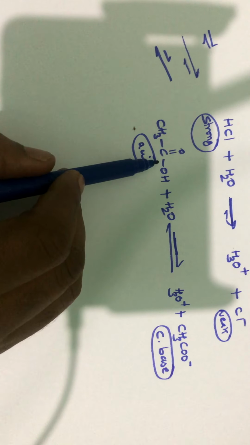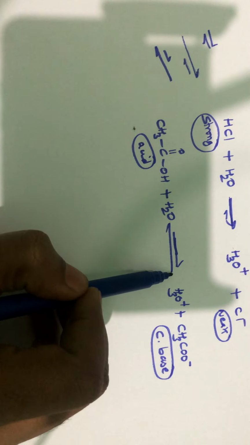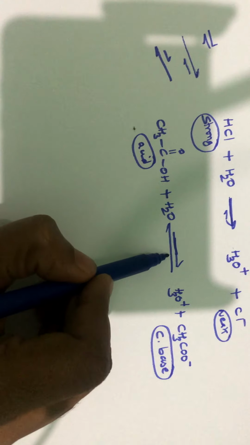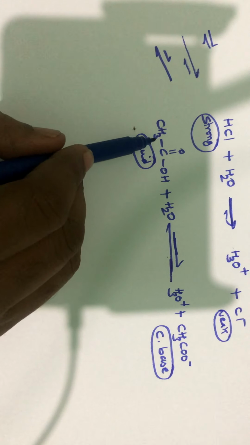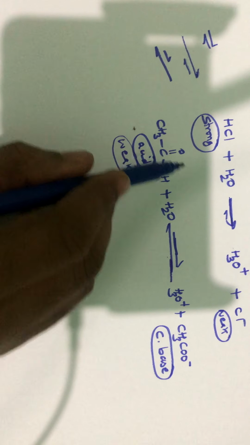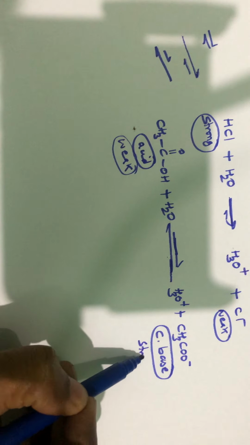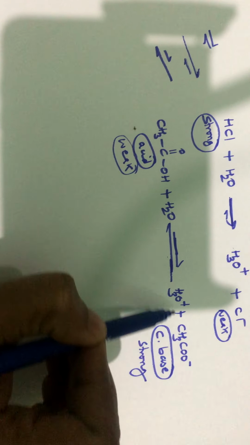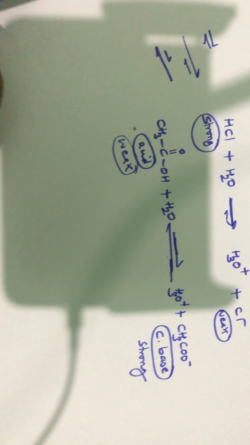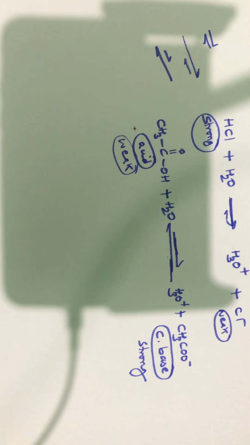Now, the arrow towards acetic acid indicates that the reaction is favored in the backward direction. That means the reaction is not favored much in the forward direction. So hence acetic acid is a weak acid because its tendency to lose a proton is less, but the acetate ion is a strong conjugate base. So its tendency to accept a proton is more. That's why the reverse reaction is taking place to a greater extent. So weak acids will have strong conjugate bases.